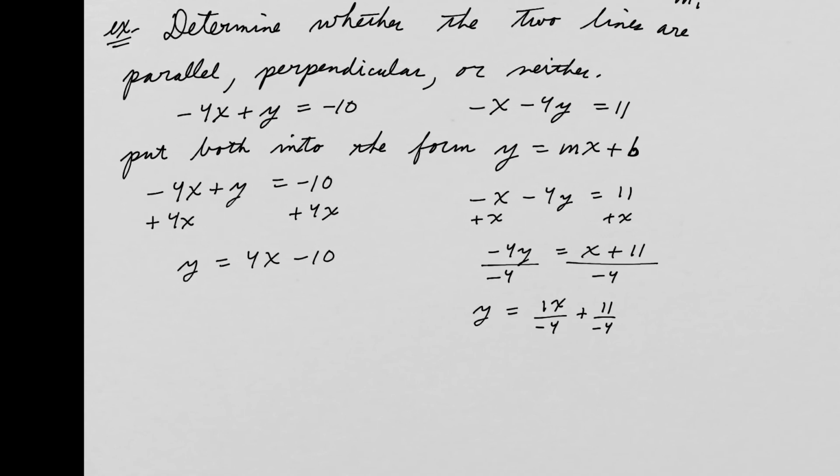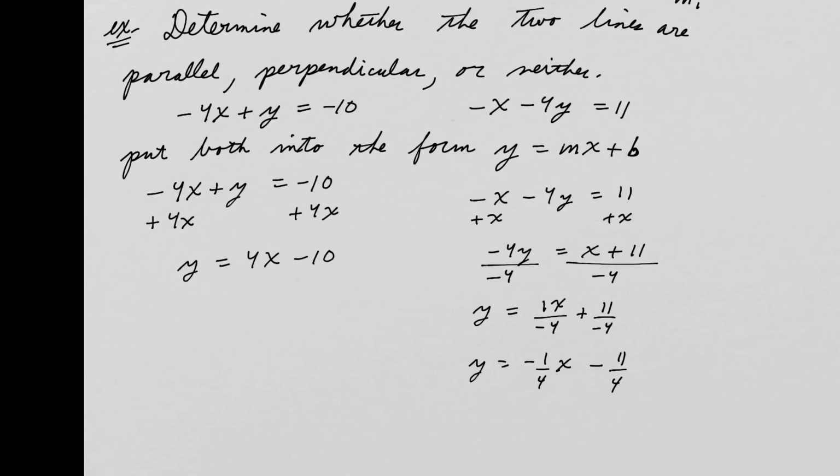And then if we clean it up a little bit, I can further rewrite this as negative 1/4 x minus 11 fourths. Because a positive divided by negative is negative, right? So you can bring that negative up into the numerator, or you can even pull it out front.